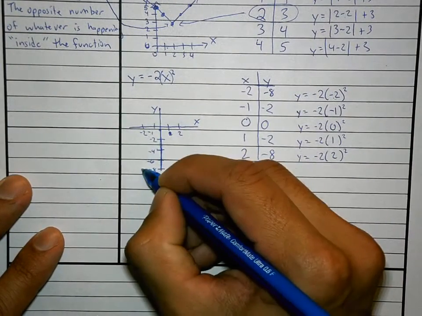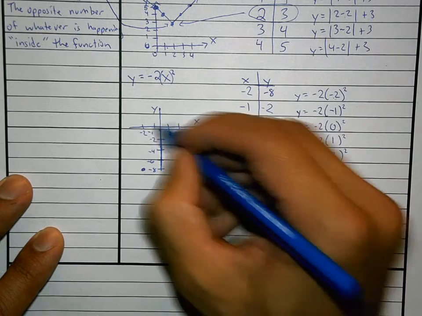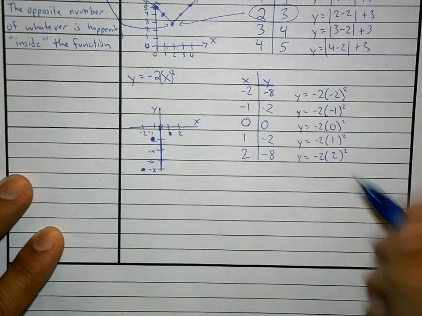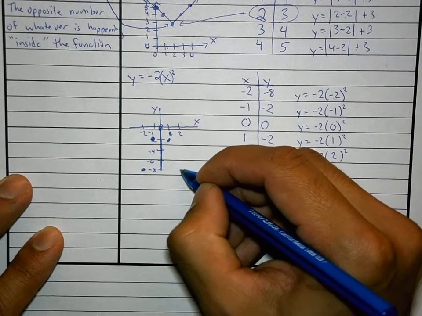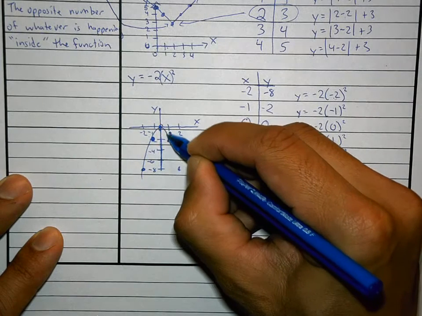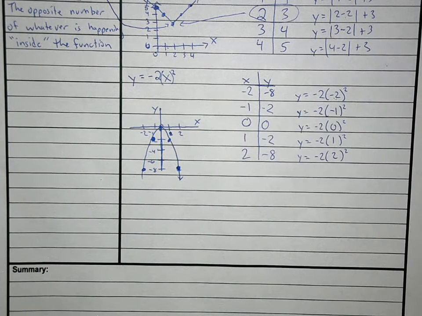and hopefully after you do negative 2, negative 8, negative 1, negative 2, 0, 0, 1, negative 2, and 2, negative 8, you get something that is U-shaped. Something that looks like a negative quadratic.